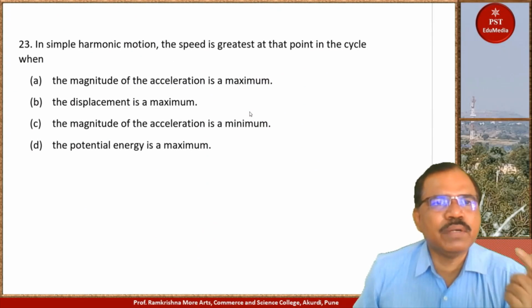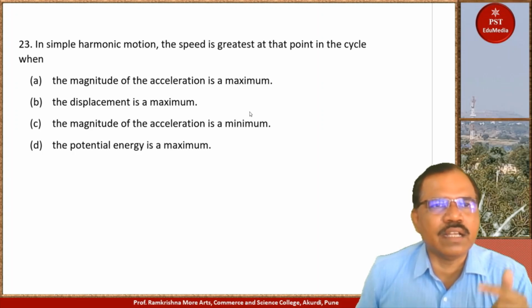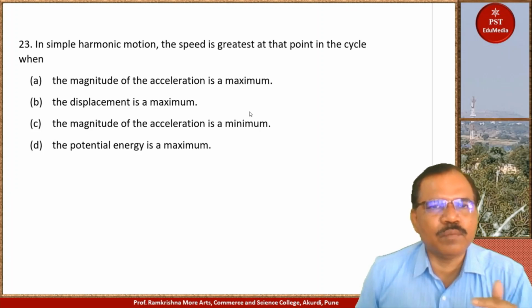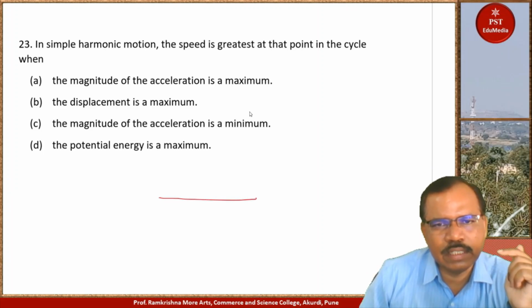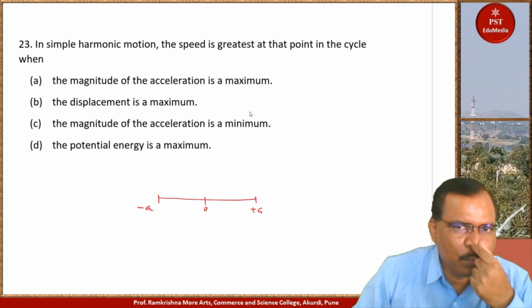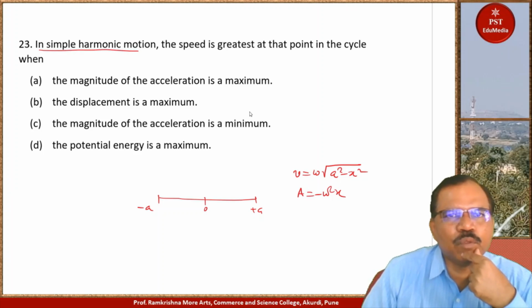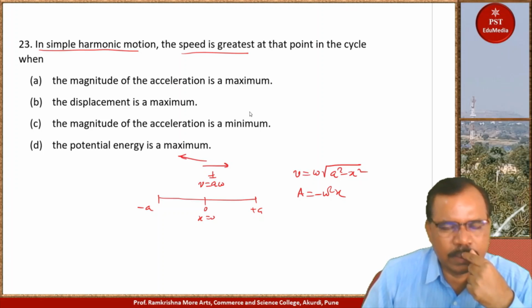Now next one, a simple harmonic motion. In simple harmonic motion, the speed is greatest at the point in the cycle when the magnitude of acceleration is maximum, the displacement is maximum, the magnitude of acceleration is minimum, the potential energy is maximum. Now see here, the oscillator is oscillating between plus A and minus A through 0. Now v, we know, is omega under root A square minus x square, and acceleration is minus omega square x. So in simple harmonic motion, the speed is greatest at the equilibrium position, and that is v equal to A omega, plus or minus, meaning along positive or along negative.